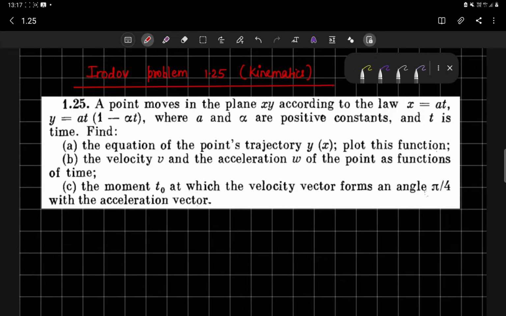Hello everyone, in this video we are going to solve problem number 1.25 from Irodov, and that is related to kinematics. So let us first read out the problem and then we will solve the problem step by step.